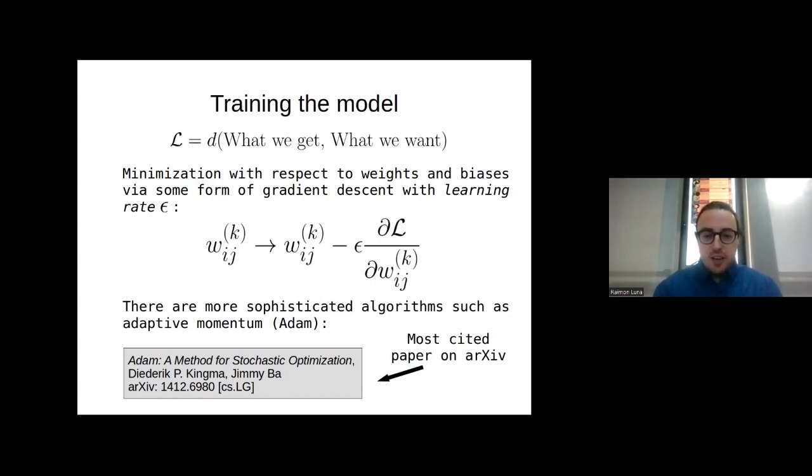There are more sophisticated algorithms that are pretty much an extension of this gradient descent, but adding some kind of momentum or some inertia to the process that makes the convergence better. One that is very much used is this adaptive momentum algorithm that's called ADAM. And by the way, this is, as far as I know, the most cited paper in arXiv on the notes that introduce this method. And actually, for the training of the neural network in this presentation, I will be using this ADAM.